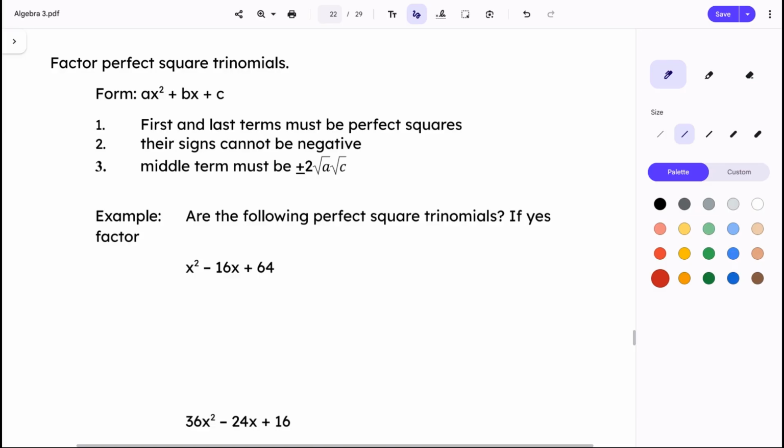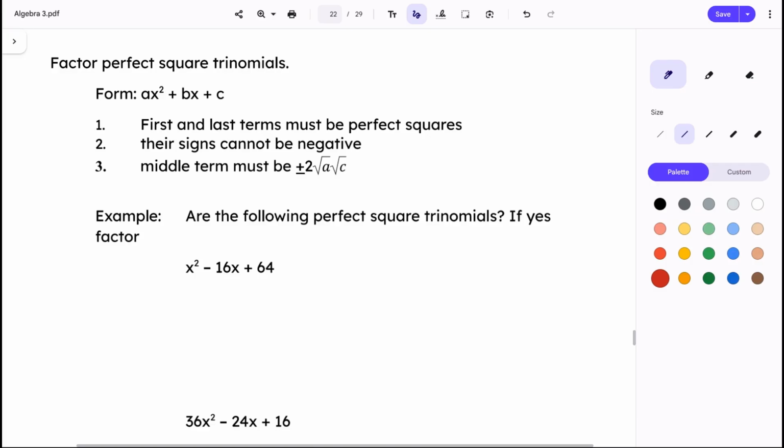So a couple things that you want to check when you have a trinomial is that you want the first and the last terms to be perfect squares. So again, you want to think about those numbers that we've talked about before. You can't have negatives. So the first term and the last term have to be positive, okay? And then the middle term can be positive or negative, but it has to do something specific. So whatever the A and the C are, those are your perfect square numbers.